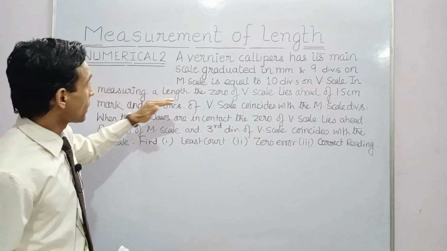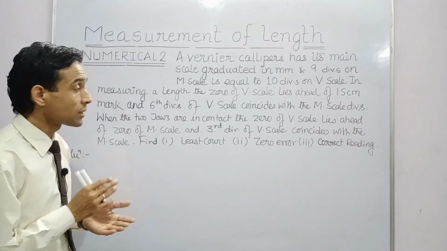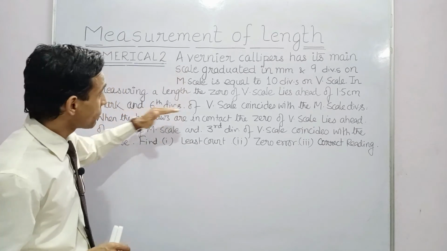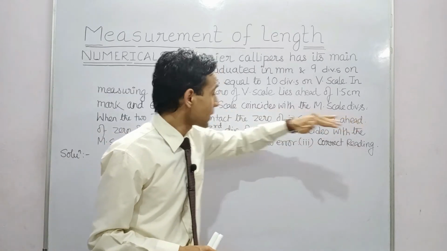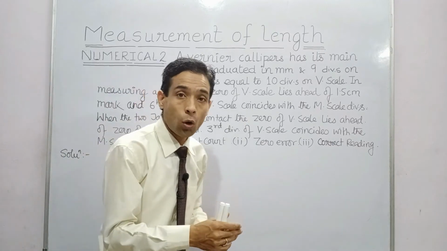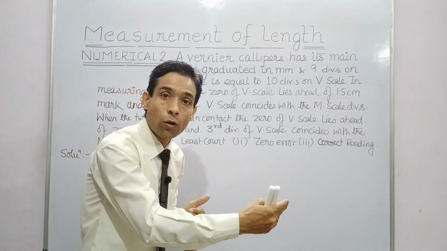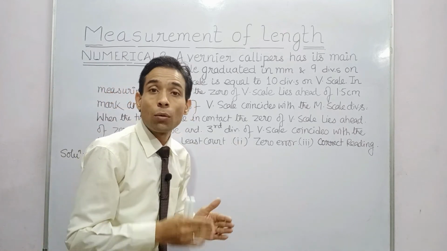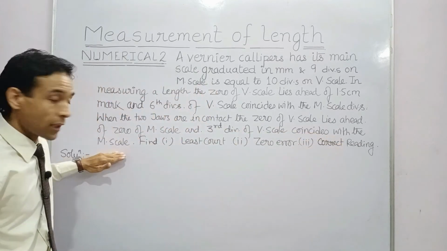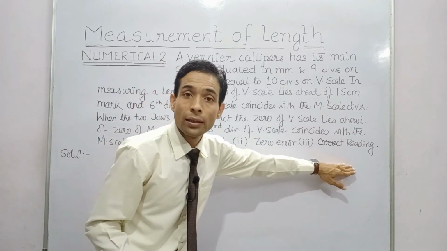In measuring a length, the zero of the vernier scale lies ahead of the 1.5 centimeter mark, and this is our main scale reading. That means 1.5 centimeter is the main scale reading, and 6 divisions of the vernier scale coincide with the main scale division. When the two jaws are in contact, the zero of the vernier scale lies ahead of the 0 of the main scale. That means it is on the right hand side of the 0 of the main scale, and this is the positive zero error. And the third division of the vernier scale coincides with the main scale division. Here we have to find the least count, zero error and correct reading.